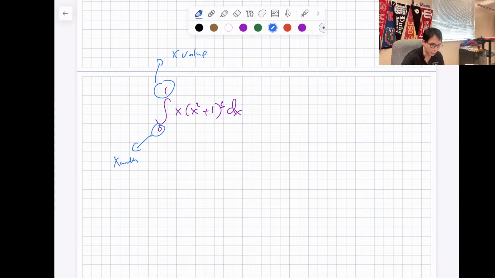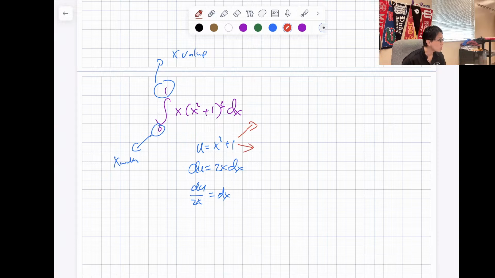But what you can do is u equal to x squared plus 1. Everybody knows how to do this. du equal to 2x dx. And du over 2x equal to dx. Everybody knows how to do this. It's nothing special. Now, the only thing that's new here is this.